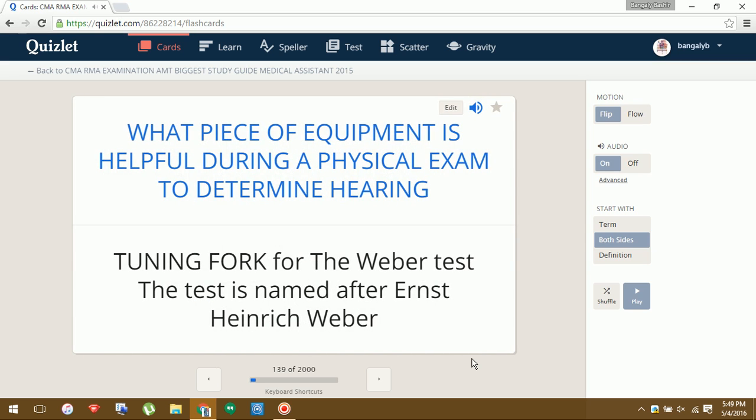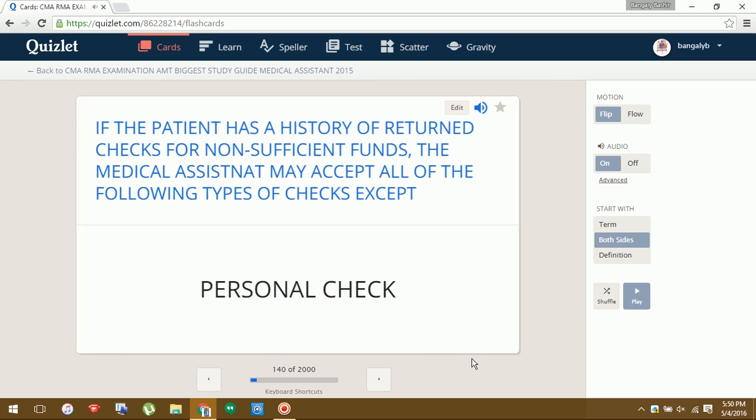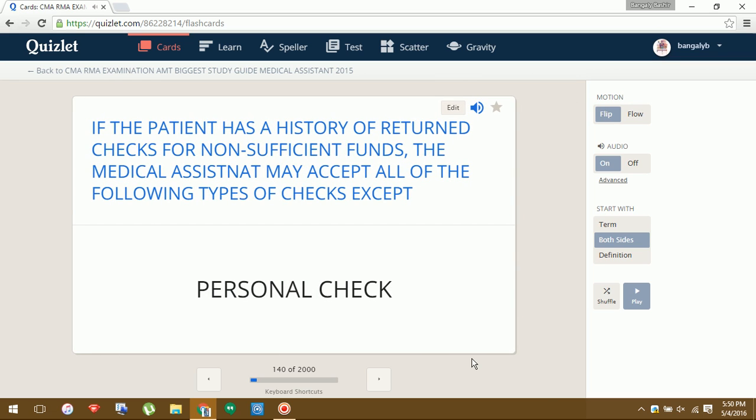What piece of equipment is helpful during a physical exam to determine hearing? Tuning fork for the Weber test. The test is named after Ernst Heinrich Weber. If the patient has a history of returned checks for non-sufficient funds, the medical assistant may accept all of the following types of checks except personal check.